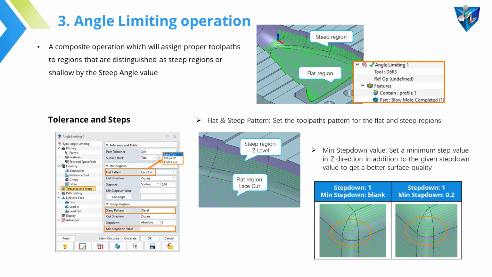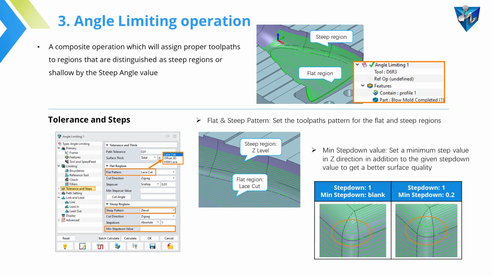Then we back to the PowerPoint. The next operation is angle limiting. It's a composite operation which will assign proper toolpaths to regions that are distinguished as steep or shallow by the steep angle value. First is flat and steep pattern. They are used to define the toolpath pattern in flat and steep regions. Lace, Offset 3D, and HSM lace for the flat regions, and only the level for steep regions.